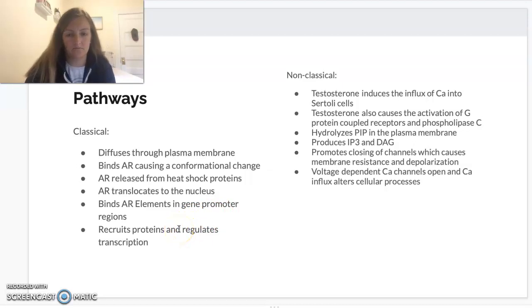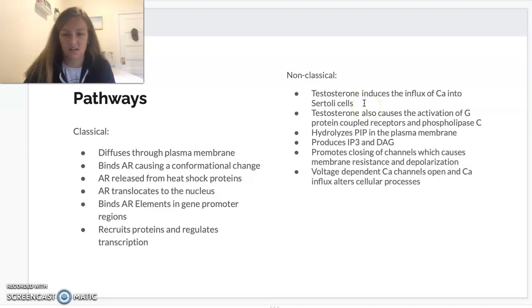And this is sort of a more straightforward pathway, more easily followed, the classical pathway when testosterone is able to diffuse through the plasma membrane in that specific site. The non-classical pathway has 2 or 3 different possible processes, but I'll talk about the more streamlined one.